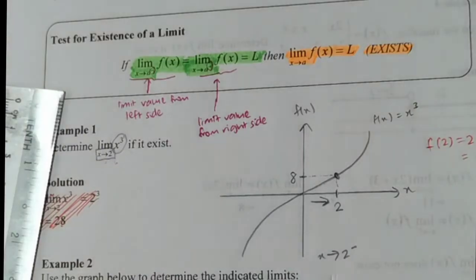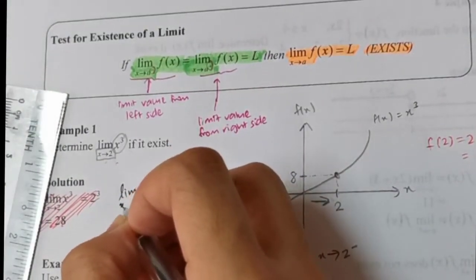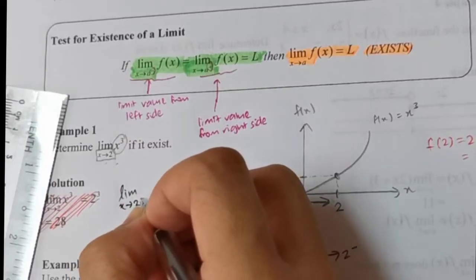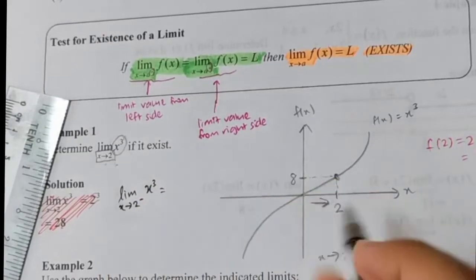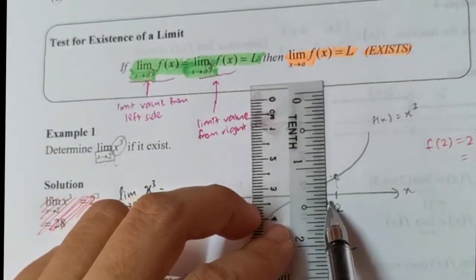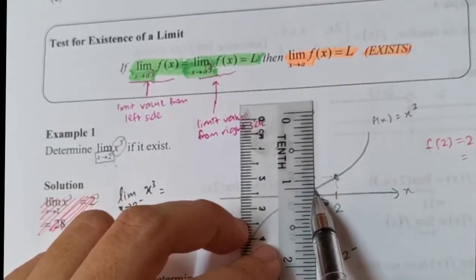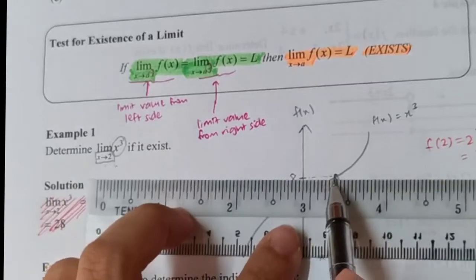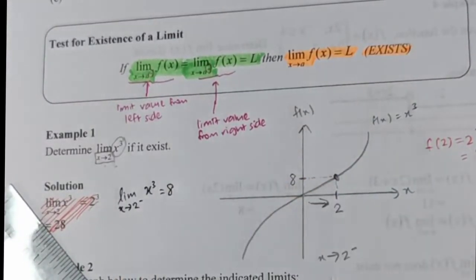Then you can write your answer like this. The limit as x approaches 2 from the left hand side of x cubed is equal to, from the left side of x equal to 2, the value of y here is approaching 8. Okay, so the answer is 8 from the left hand side.